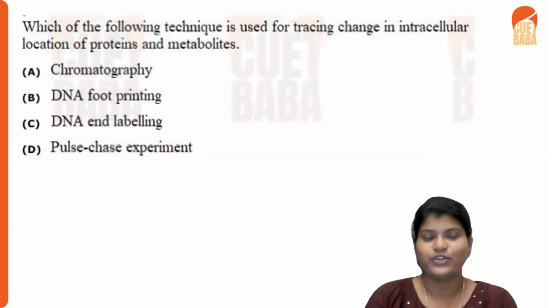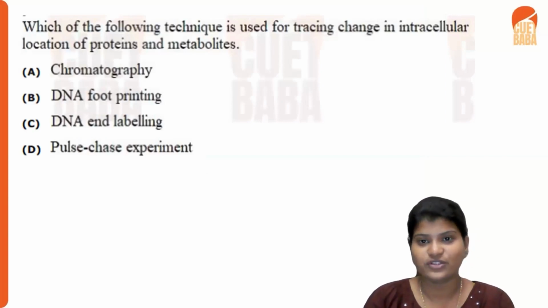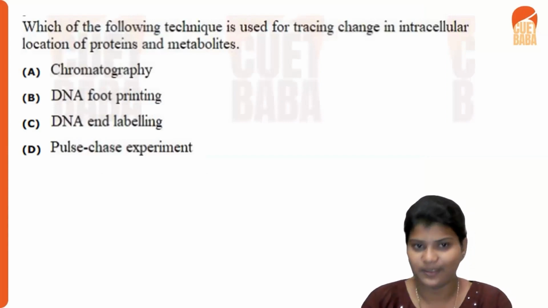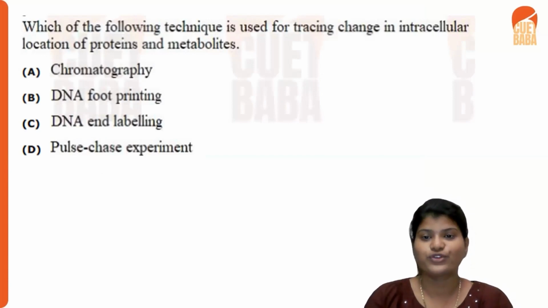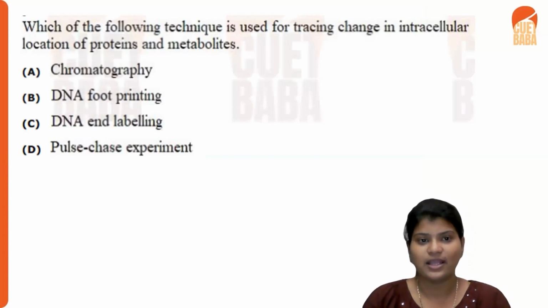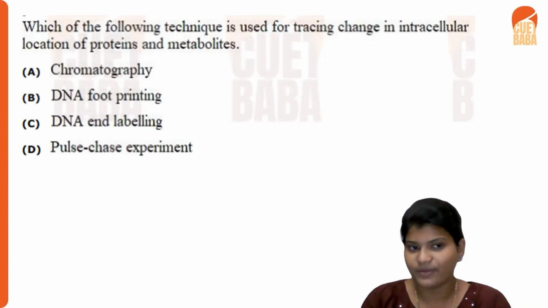The first question: which of the following techniques is used for tracing a change in intracellular location of proteins and metabolites? So the question is to identify the technique used for tracing the protein location and the metabolites. They have given four options: chromatography, DNA footprinting, DNA end labeling, and pulse chase experiment. So chromatography is a separation technique. For biomolecule separation, chromatography is going to be useful.